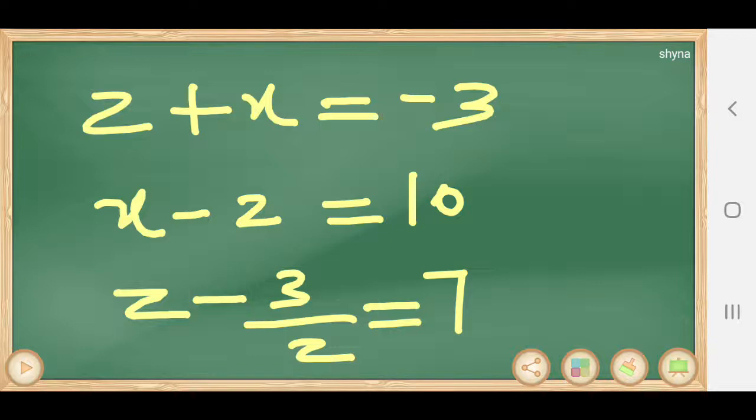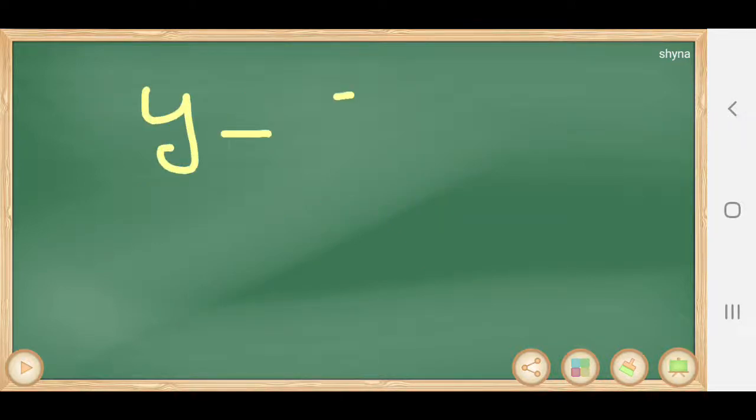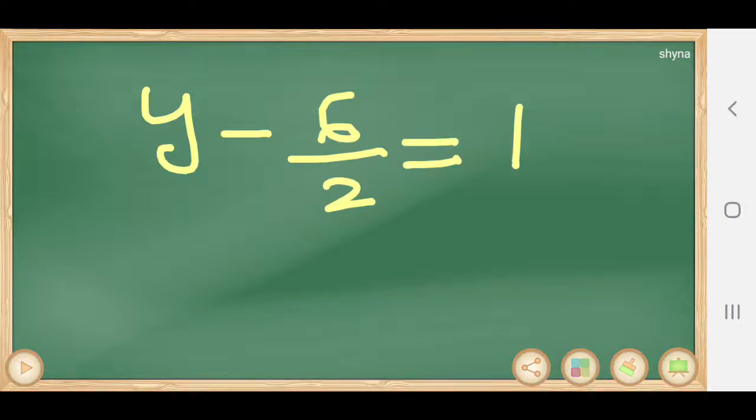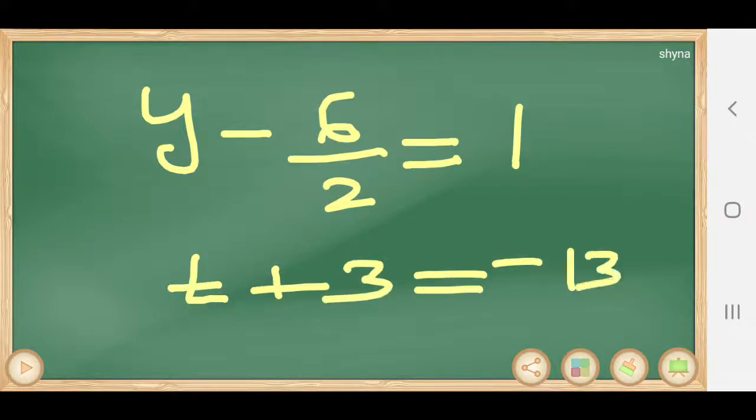You need not write anything more, dear children. You only have to consider the variable with exponent 1. That much only. You can write any, for example y minus 6 by 2 equal to 1. One more: t plus 3 equal to negative 13. These all are examples of linear equations. An equal to sign is there, and the exponent of the variable is 1.